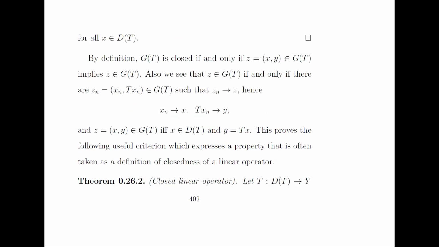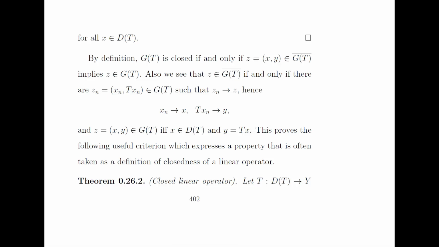By the definition, the graph of T is closed if and only if z = (x, y) belongs to the closure of the graph of T, which implies that z belongs to the graph of T. Also, z belongs to the closure of the graph of T if and only if there is some zn belonging to the graph of T such that zn converges to z. Hence we can say that xn converges to x and Txn converges to y. And z = (x, y) belongs to the graph of T if and only if x belongs to the domain of T and y = Tx.